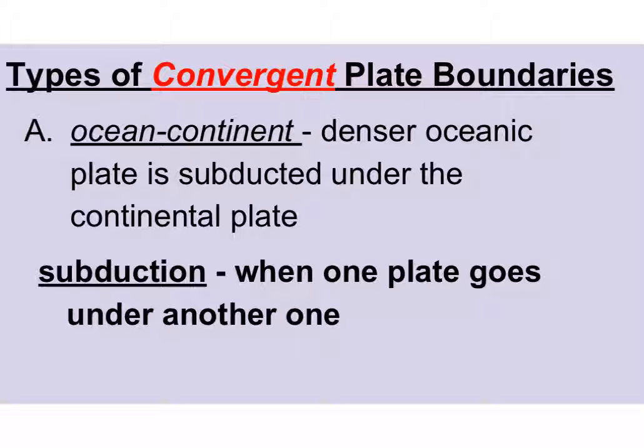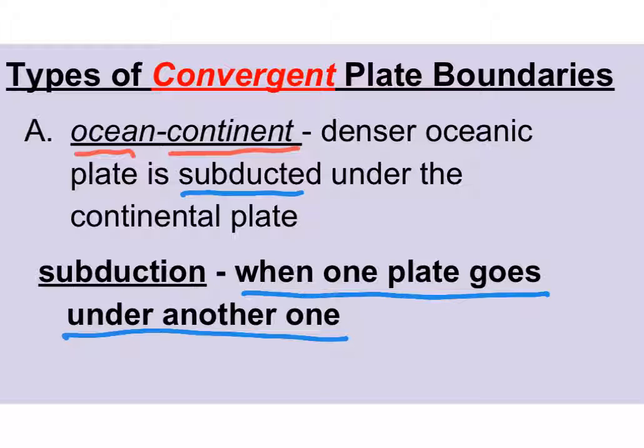So we're going to talk about the three different types of convergent plate boundaries. We're still talking about plates that are coming together, right? But in this case, we're going to talk about if one of those plates is an ocean plate and the other one is a continent plate. So oceanic crust and continental crust. And what usually happens is that the denser oceanic plate is subducted under the continental plate. So what do I mean by that? Well, if it's subducted, that means when one plate goes underneath another one, and we call that subduction.